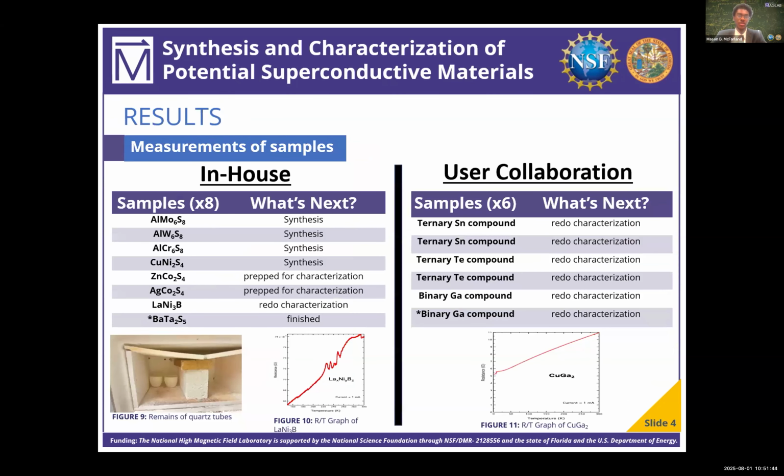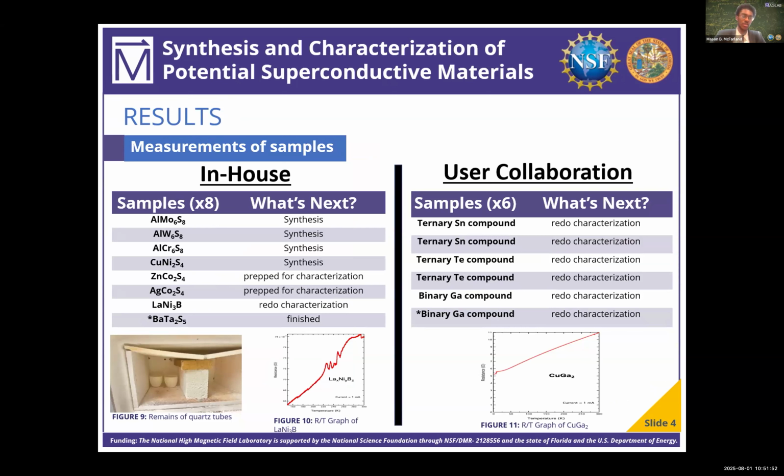Here are the results, starting with the ones that we made. We made a total of 8 compounds. Some need to be resynthesized because during the synthesis process, the quartz tubes broke, so we'll have to just resynthesize those. Some made it past the synthesis process but need to be measured, and some need to be remeasured because, as you see in figure 10, although it has promise for superconductivity, it has a lot of noise.